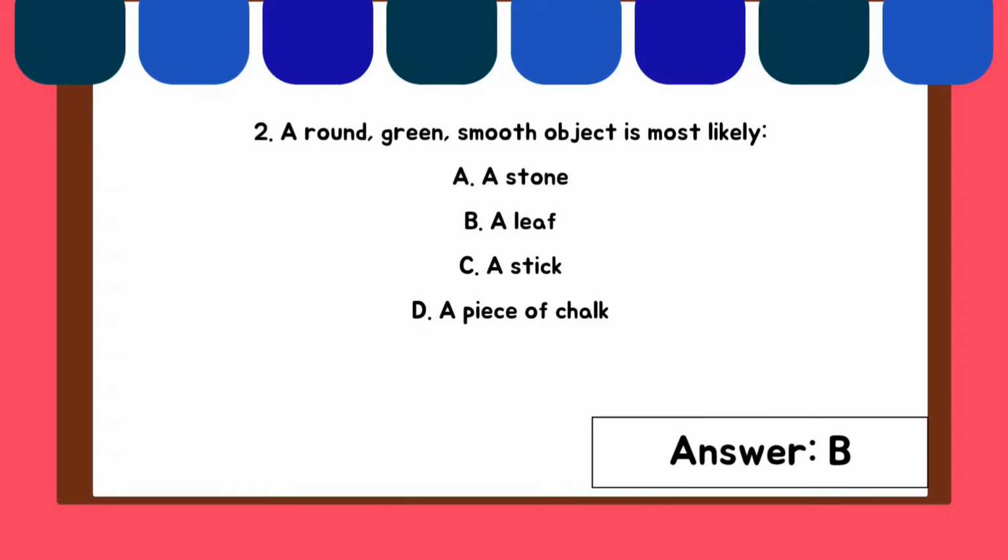Number 2, a round green smooth object is most likely A. A stone, B. A leaf, C. A stick, or D. A piece of chalk. The answer is B. A leaf.